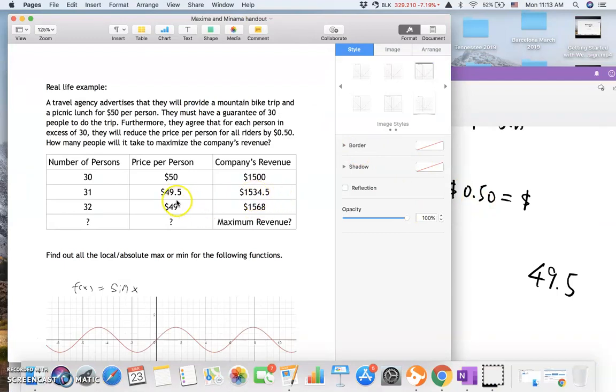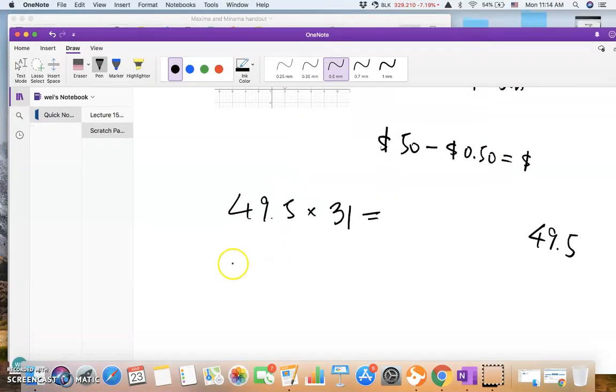Okay, so far it seems that the more persons who join this trip, the higher the company's revenue is going to be. However, this is not true. Why is this not true? For example, if we have 130 persons, now we have 130 persons who are going to participate in the trip.